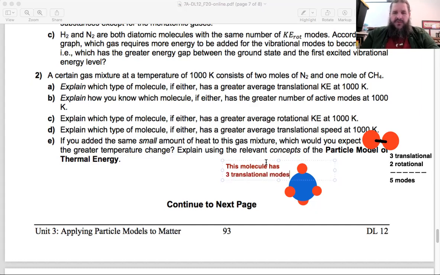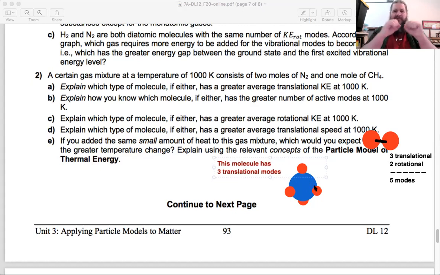So if we care about translational kinetic energy, we would look at just the 3 translational modes and ignore the other modes. We don't care about whether or not this molecule is rotating. We don't care whether or not the individual atoms are vibrating against each other. If all we care about is the translational kinetic energy of the molecule, we're going to focus on just those 3 translational modes.